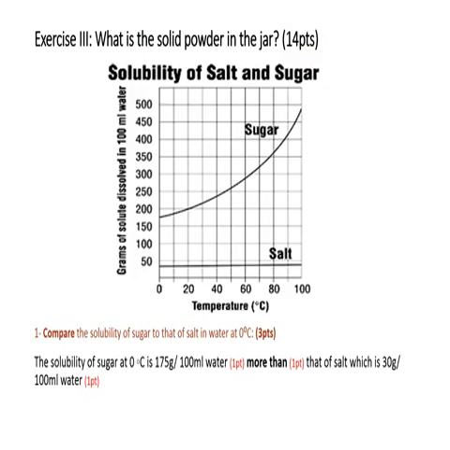The solubility of sugar at 0 degrees Celsius is 175 per 100 milliliter water, more than that of salt, which is 30 grams per 100 milliliter of water. This is the comparison. So on each value I will take 1 point, and on the words more than I will take 1 point. Some students will make it like this: the solubility of salt is 30 grams per 100 milliliter of water, less than that of sugar, which is 175 grams per 100 milliliter water. It's correct.